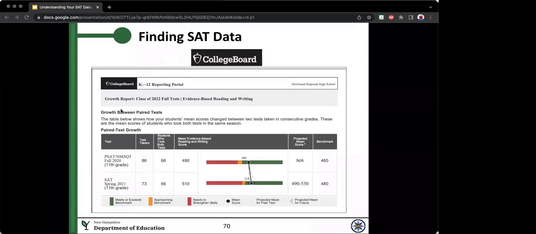And then we can see it again here in a little bit different format. So looking at that cohort from their 8th and 9th grade PSAT all the way up through and how they scored.